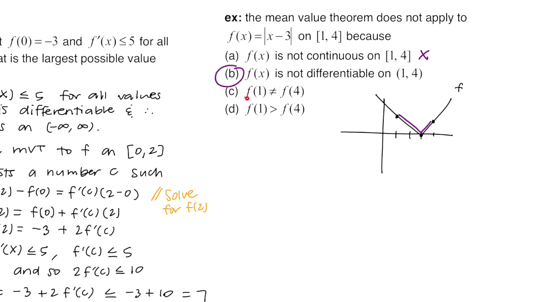Finally, I just want to check f of 1 is not equal to f of 4. So we have f of 1 is right here. I believe it's a height of 2. And then f of 4 looks like it's a height of 1. So that is true, but that would not necessarily apply to the mean value theorem. That would be if it was Rolle's theorem. And then finally it says f of 1 is greater than f of 4, which again, mathematically is true, but doesn't apply to the mean value theorem per se. So our answer is going to be B.